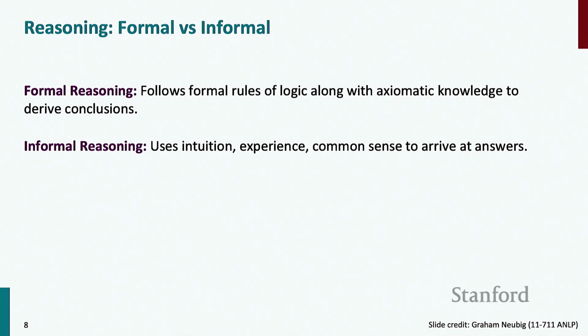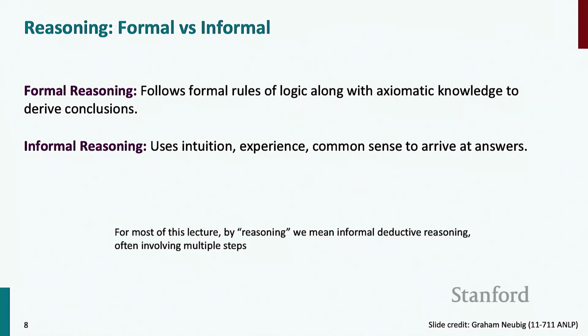All right. And apart from that taxonomy, we can also think of reasoning in formal and informal terms, where formal reasoning involves using axioms and rules of formal logic to derive truth conditions, okay? There's also informal reasoning, which is what you and I probably do every day. And here we just reason about everyday situations and use common sense to derive conclusions. For most of the lecture, when I say reasoning, I will mean informal deductive reasoning. And that's often going to involve multiple steps.